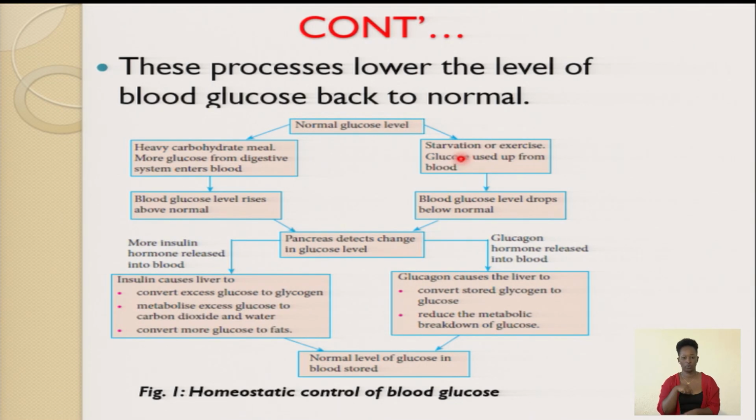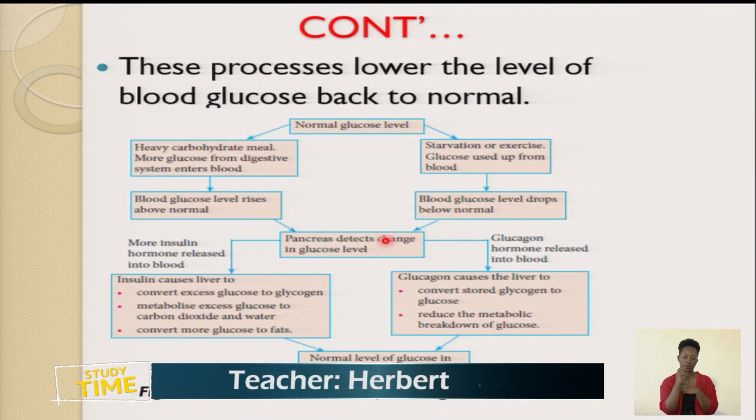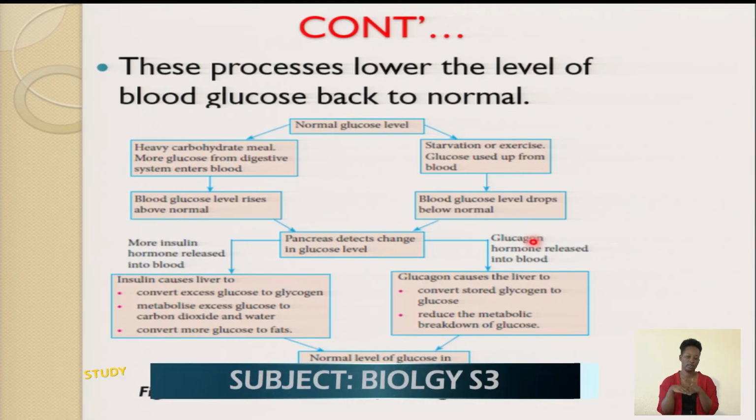So we have, this is a time of starvation. When you talk about a time of starvation or during exercise, the glucose used up from the blood will be very high. And how will the body go about increasing the glucose level in the blood? The blood glucose level drops below normal. And now what will happen? That will be detected by the pancreas, and after detection, what will happen? It will produce a hormone, and that hormone is called glucagon.